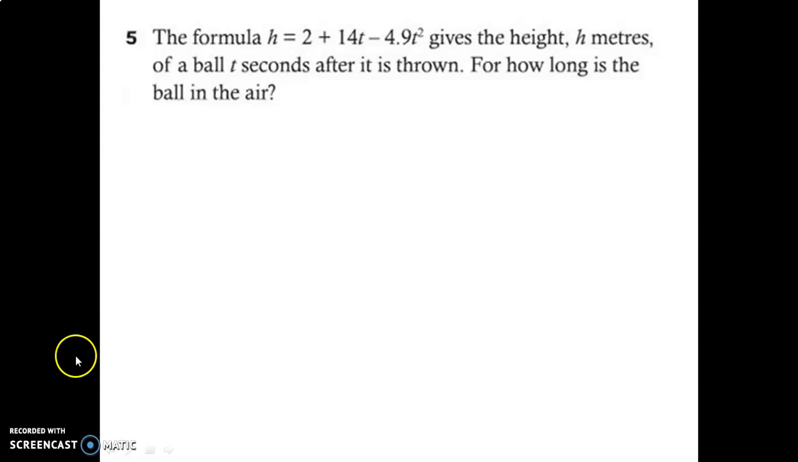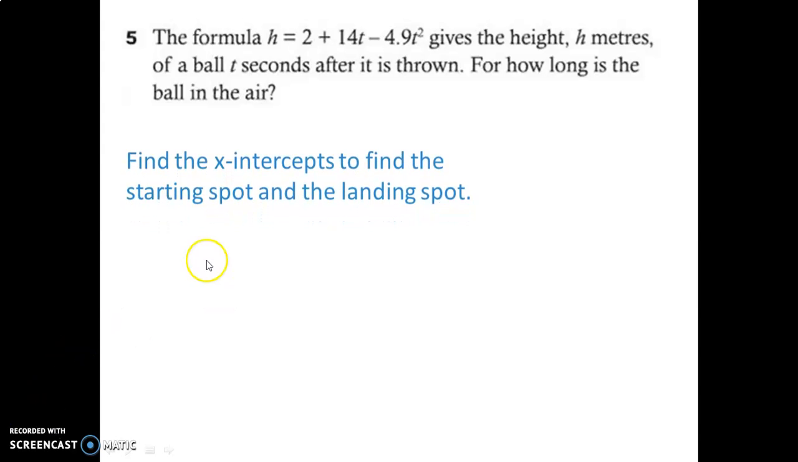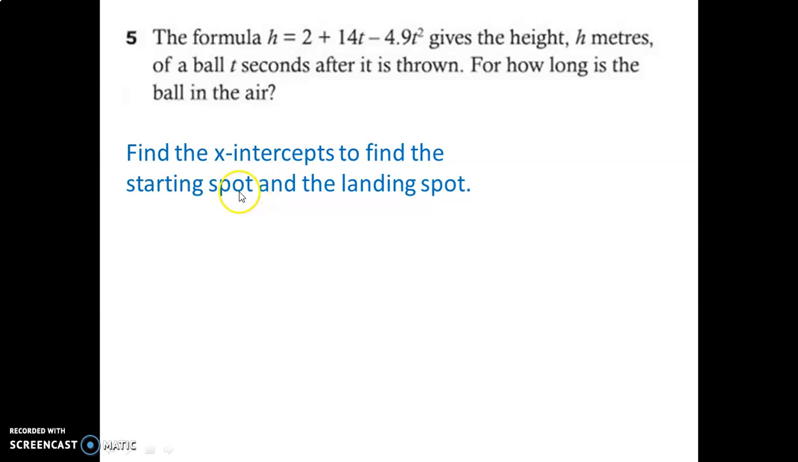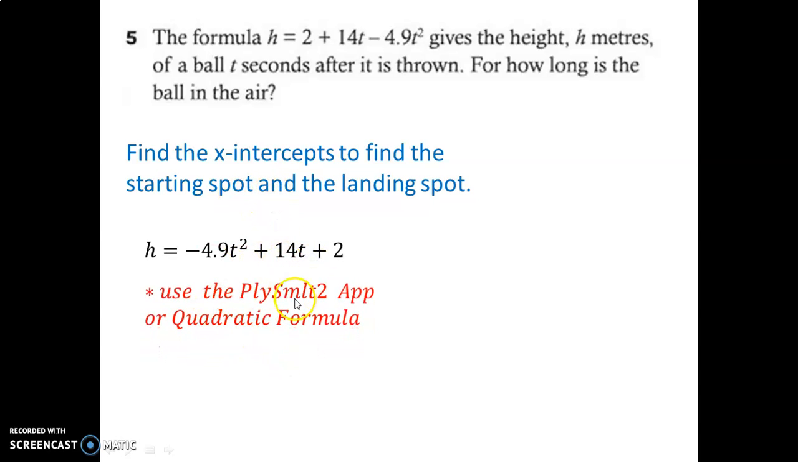Okay, if you're looking for the time the ball's in the air, let's look at it this way. We're going to find the x-intercepts to find the starting spot and the landing spot. So here's our function. We can use either the Poly Simulation 2 app on our calculator, or we can use the quadratic formula, because this doesn't factor. And we should get two x-intercepts, or in this case, the t-intercepts. So there's our two t values.